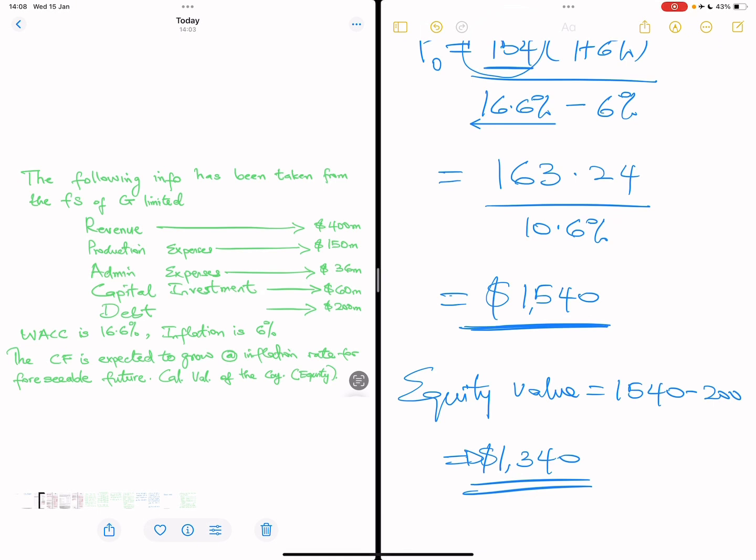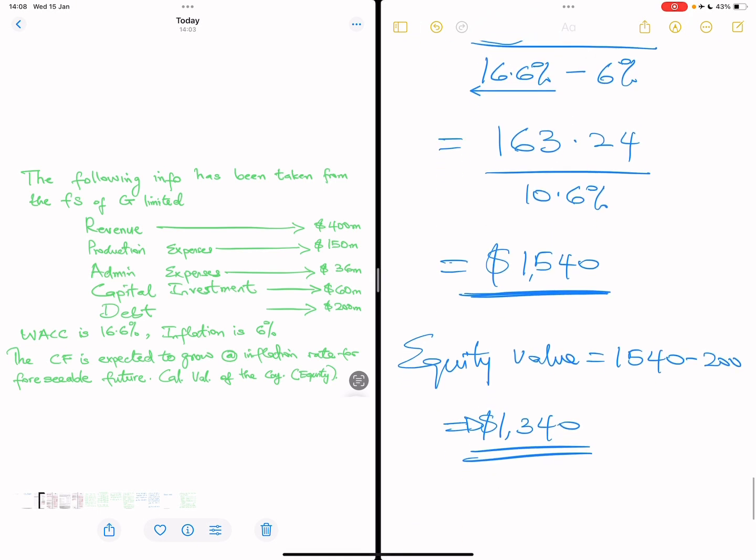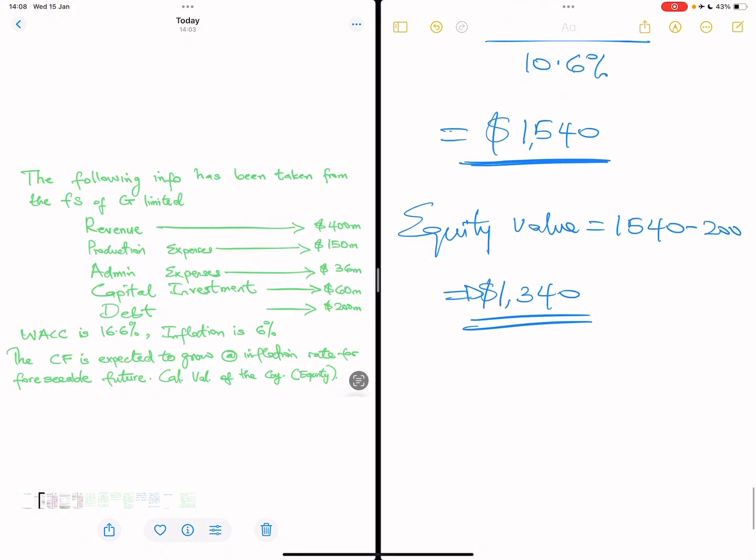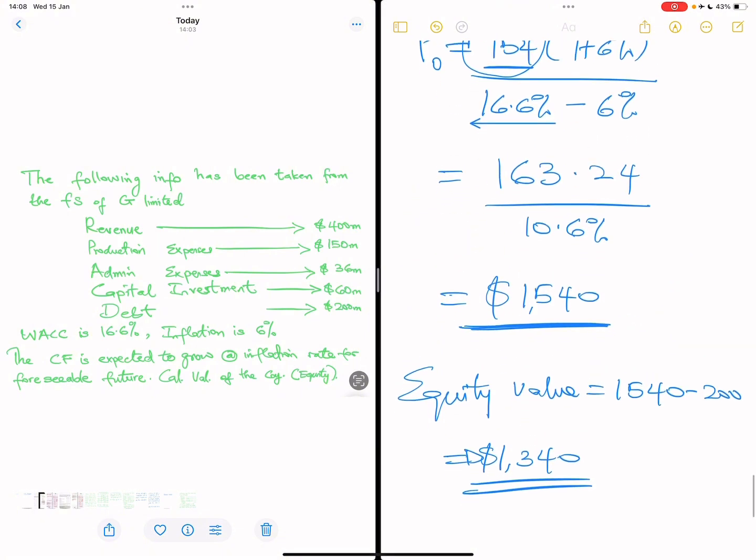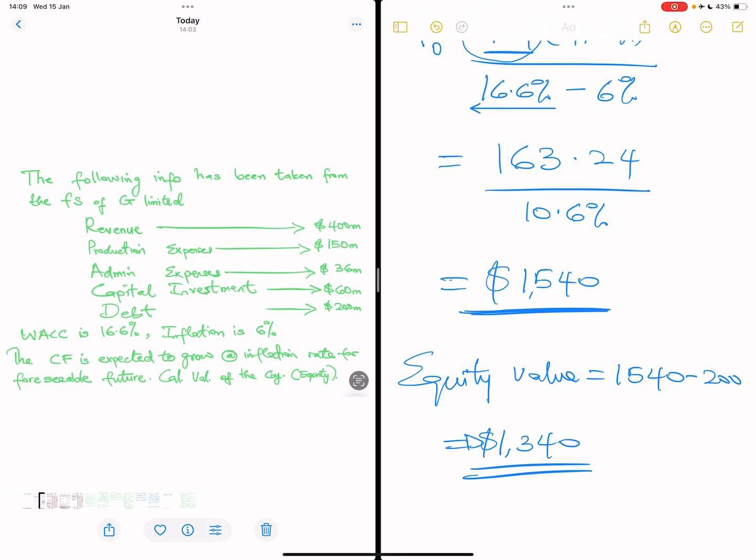And also, just to mention to you, definitely the higher the cost of capital, the lower the value of the company. So if the WACC increases, then the value of the company will come down, as you can see, obviously, in the formula. So that is just a quick working to show you how cash flows can be used.